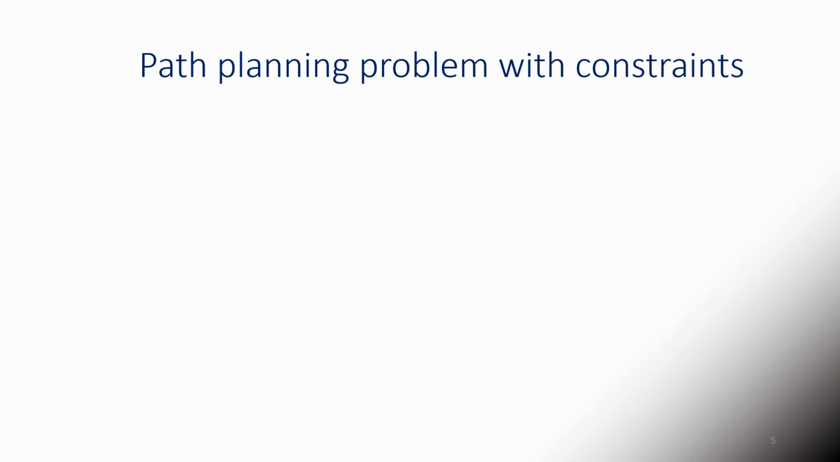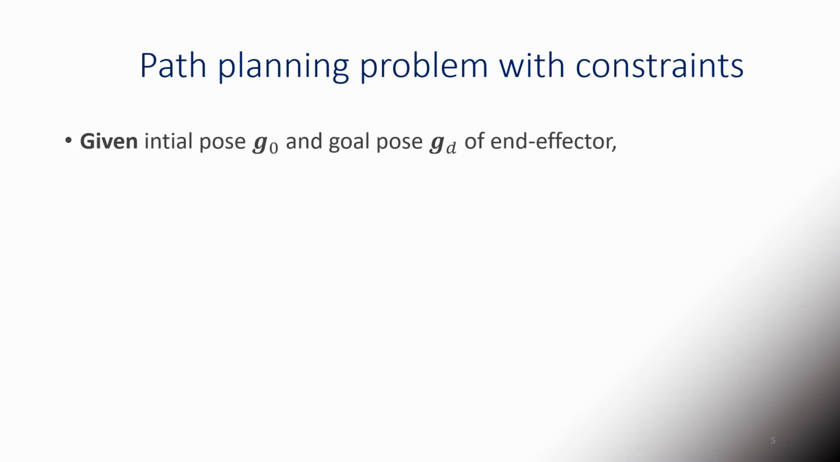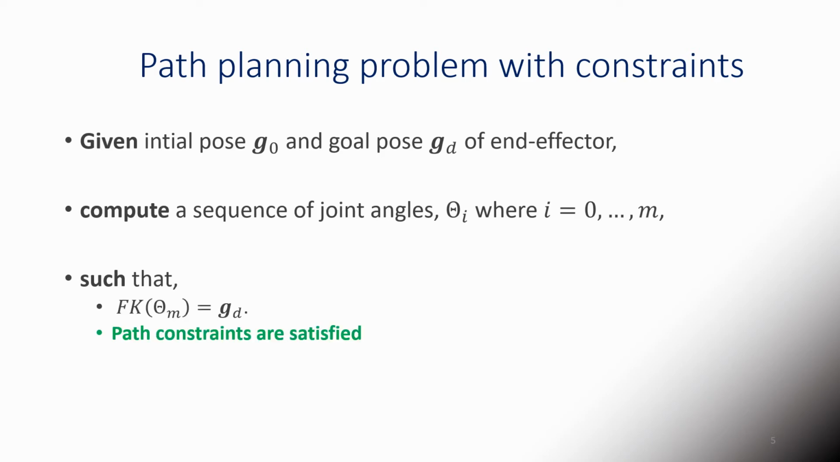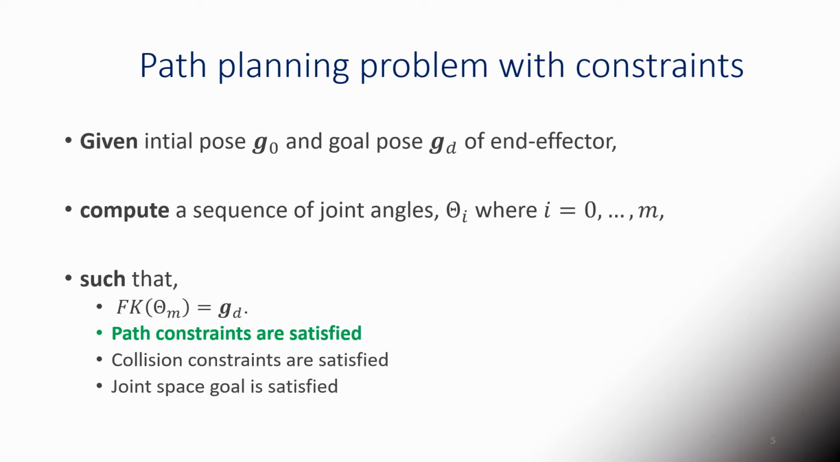In this slide, we formally define the path planning problem with task constraints. Given the initial and goal end effector poses as G0 and GD, we want to find a sequence of joint angle vectors theta i's such that forward kinematics of the final joint angle vector provides the desired end effector pose, path constraints are satisfied, collision constraints are satisfied, and joint space goals are satisfied. Please note that in this paper we are interested in dealing with path constraints imposed only by the task.